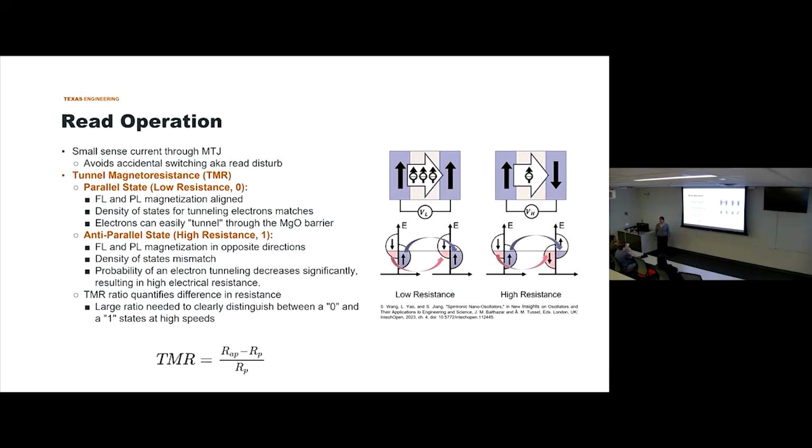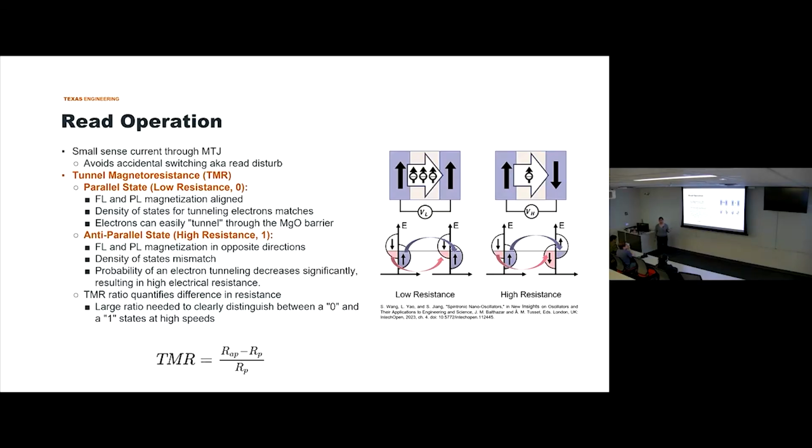Our read operation is a little simpler. So we pulse a small sense current through the MTJ. And then the key concept for this is our tunnel magnetoresistance, or TMR. So this allows us to sense whether it's in a parallel state or an anti-parallel state, and this is going to be your 0 or 1 state.